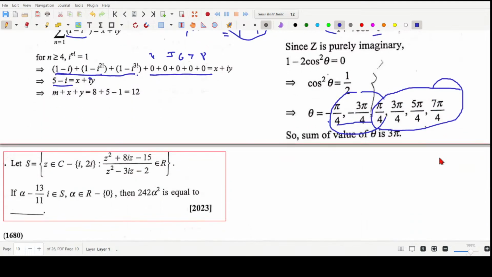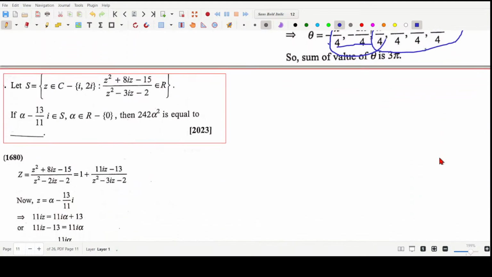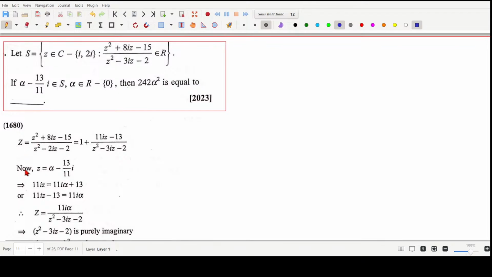Okay, so Z is the set of these complex numbers such that this is real, and this one belongs to S. That means Z is of this format, alpha minus 13 by 11i. So Z we can write it like this, right? We are just simplifying it like this. Not rationalizing, just simplifying this one. So this one we are trying to write as minus 2i, right?